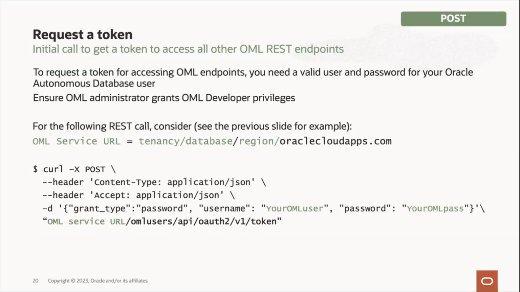So again, we're requesting a token used to access our OML endpoints. So this is a POST request. As you can see, we have our username and password for authentication, right? We're sending it to that OML users path.